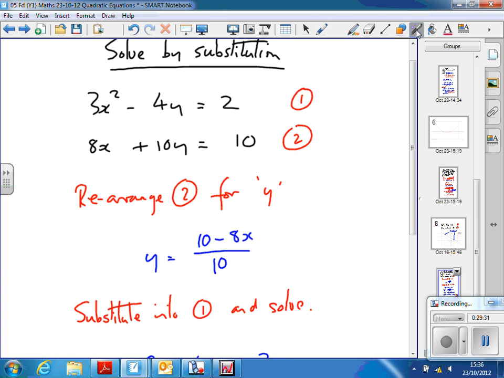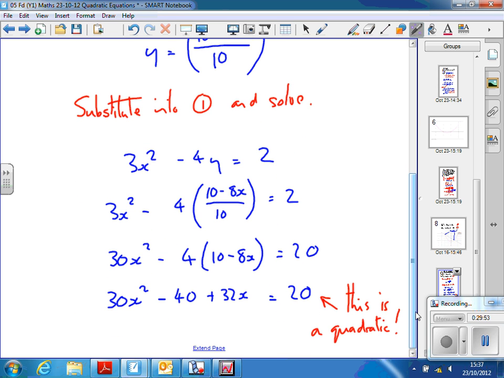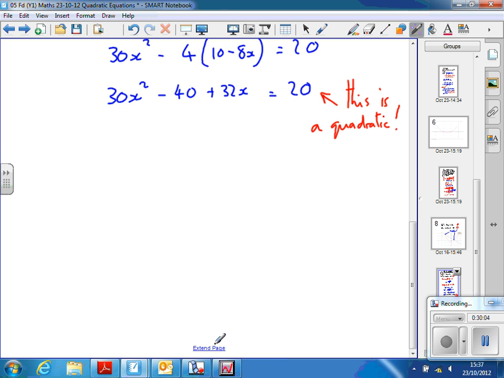We rearranged equation 2, that's this one, for y. So if you rearrange equation 2 for y, we get y equals 10 minus 8x over 10, which we substituted into 1. So instead of y in this formula, we're going to write 10 minus 8x over 10, which we did here. And then we play around with it. 3x squared minus 4 times 10 minus 8x over 10 equals 2, this line. Simplified it, and we end up with this. That's a quadratic equation. So now let's try and finish this off.